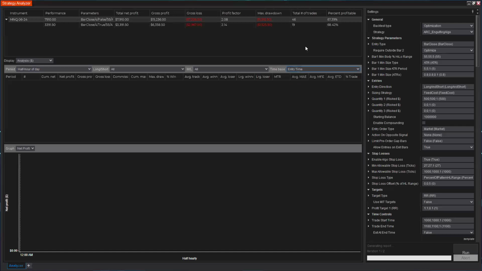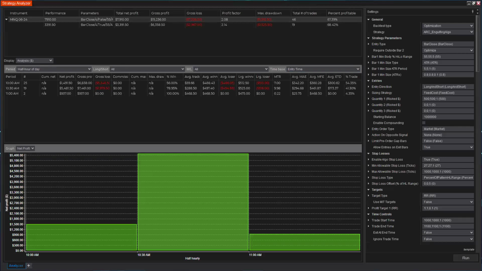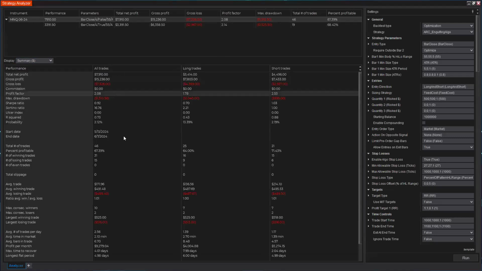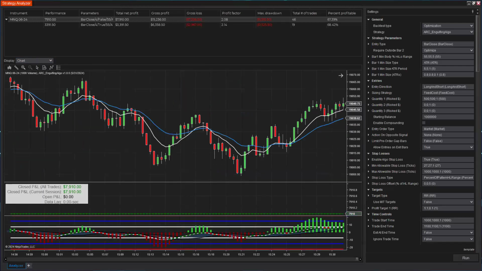Oh, I've got this by exit time too. That's pretty important. I need to have it say entry. There we go. So we got a little bit more out of it. Reduce the number of trades. Good winning rate. Good risk reward. Good profit. Solid results. Let's go to the chart and check it out. See what it looks like.